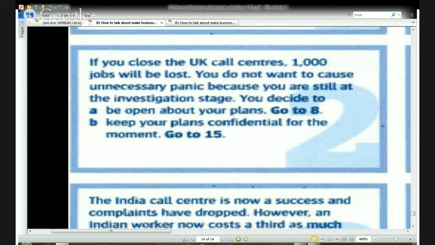Okay, so Yuki, you're going to summarize this using the second conditional, because we're having a business meeting. So you're going to start by saying, "If we were to," and then see if you could just summarize this information. If we were to do what? If we, as a company, were to close that center, what would happen?